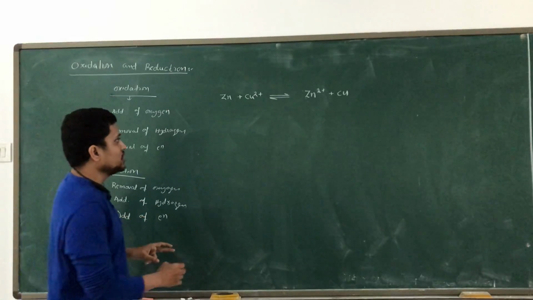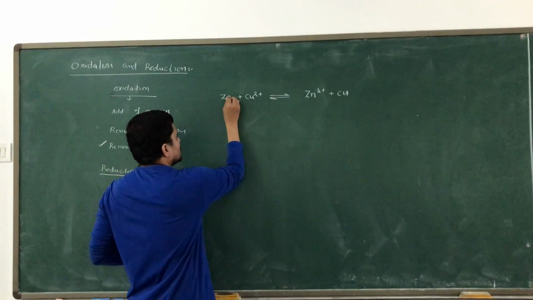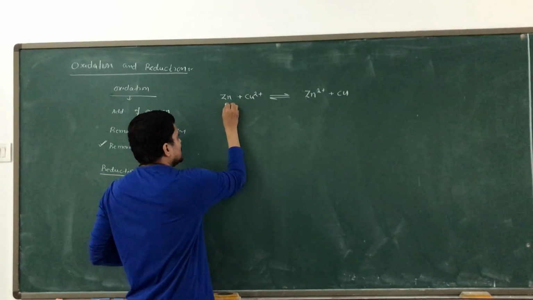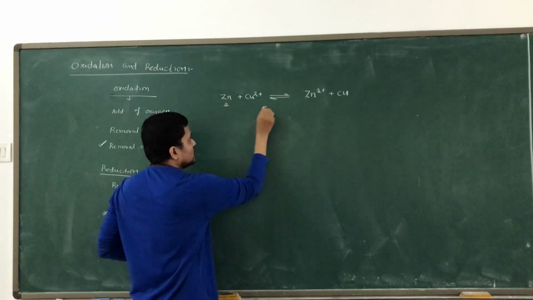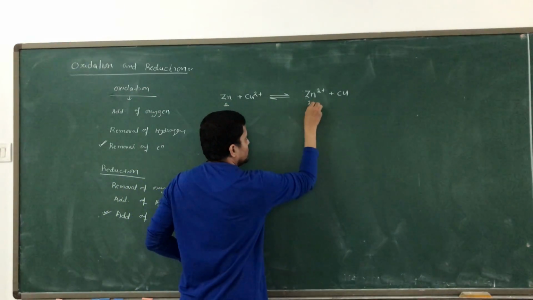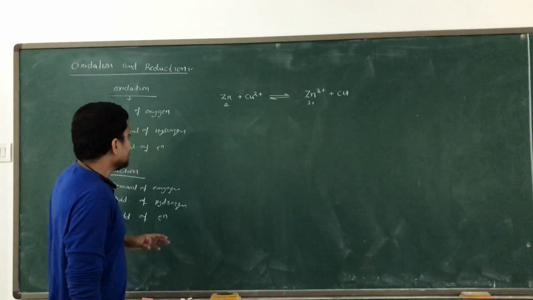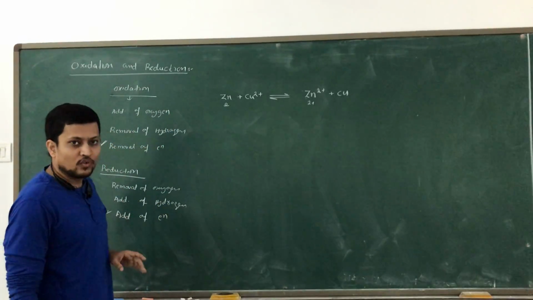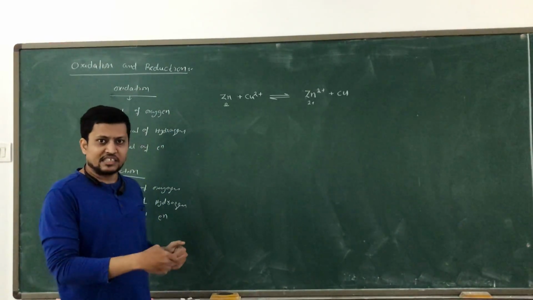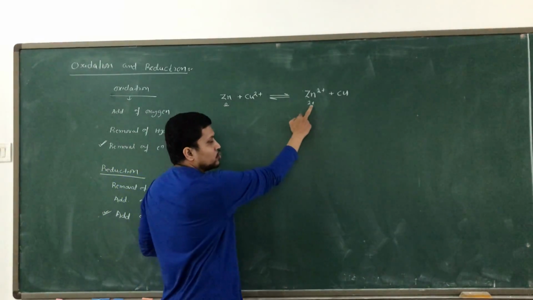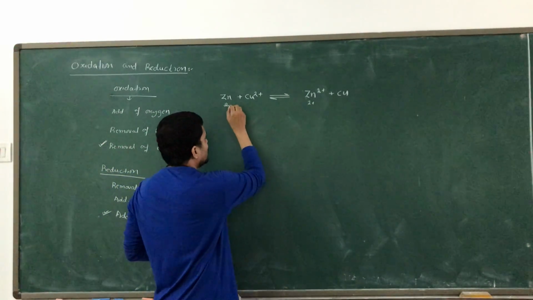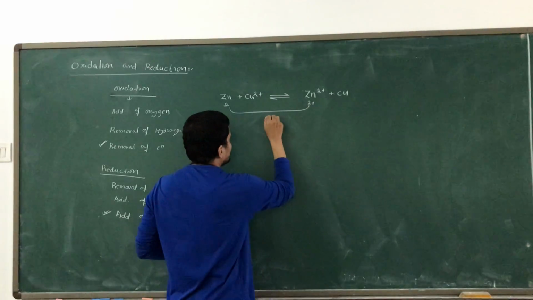So here, for oxidation, zinc is converting into this. The oxidation state of zinc here is 0 and here it is 2 plus. That means electrons are being removed here. How the electrons are removed, we will discuss, and I will explain that as well. So 0 to 2 plus means removal of electron, and removal of electron is nothing but oxidation.